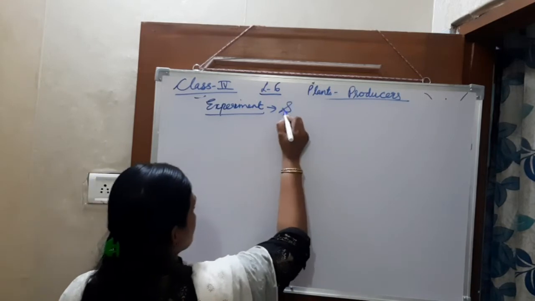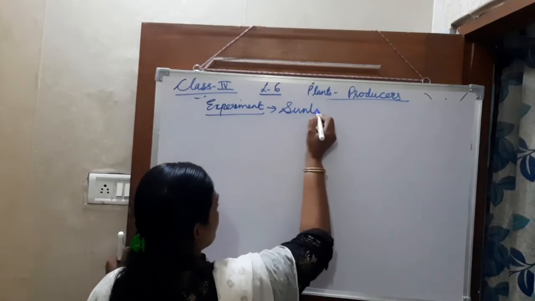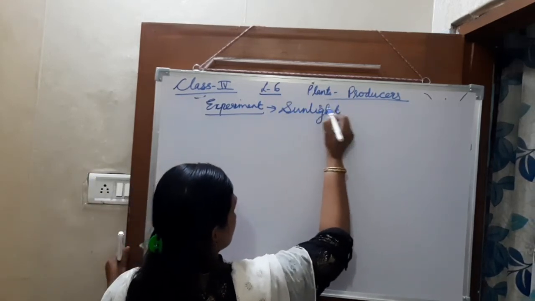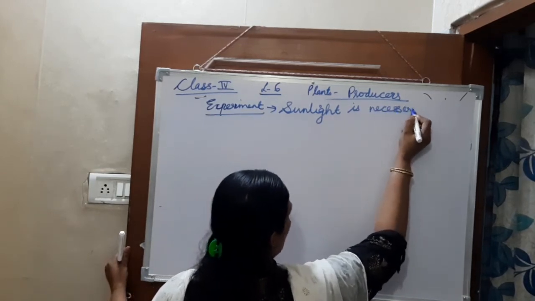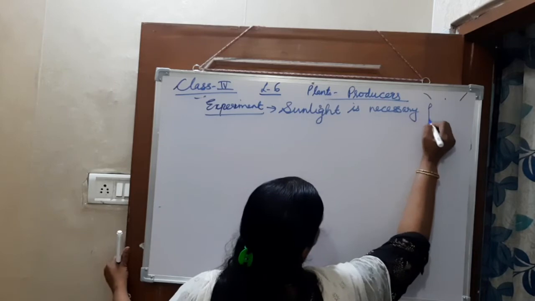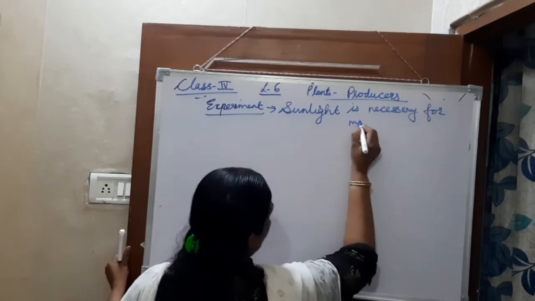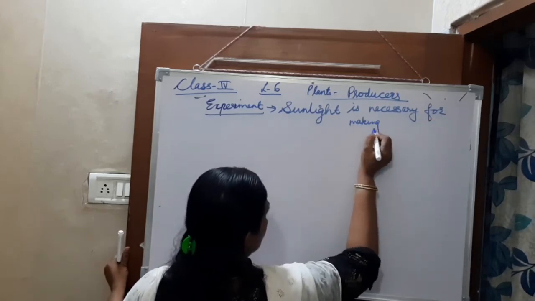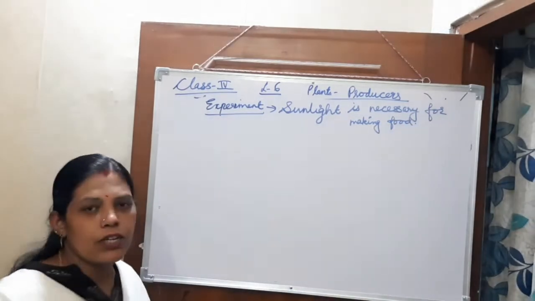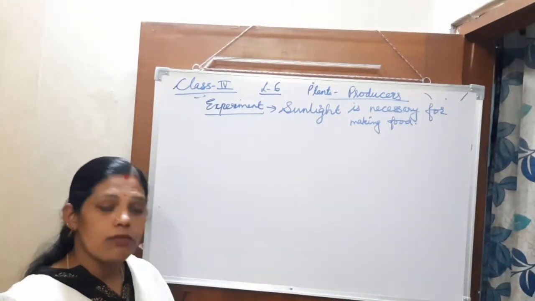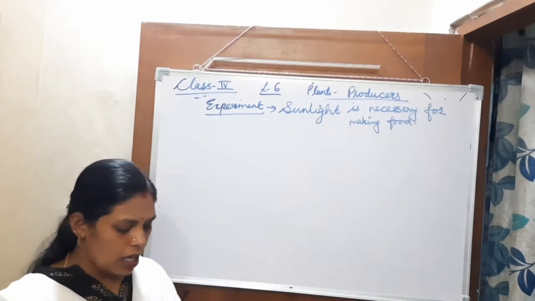Sunlight is necessary. Necessary means important, required. Sunlight is necessary for making food, or for photosynthesis. For this experiment, how can you do it?